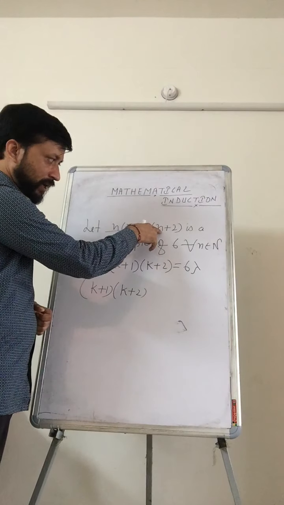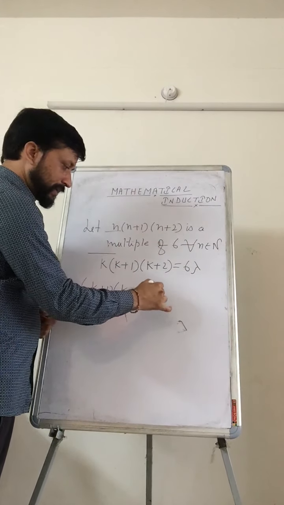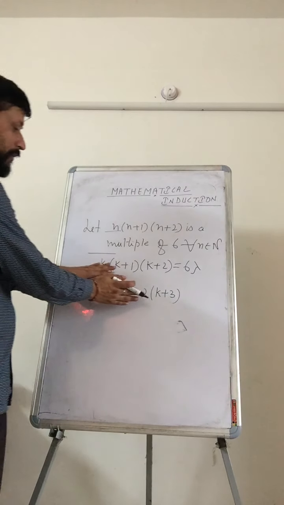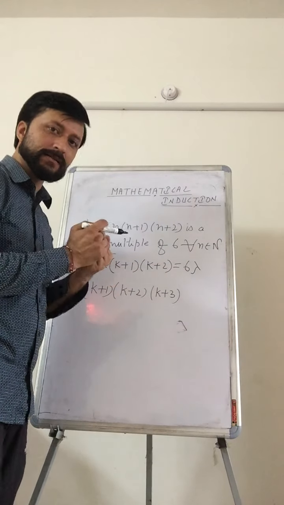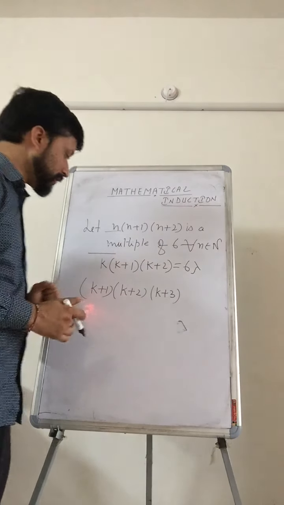Write here k plus 1. So 2 is already there, it will become k plus 3. Now we will express this in terms of this, and then we will check whether it is a multiple of 6 or not. If it is, then okay.